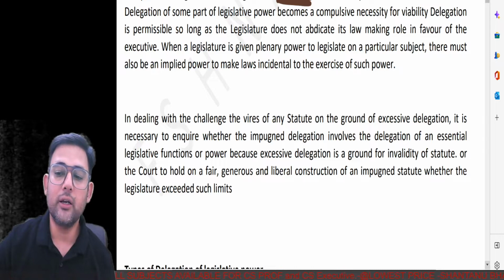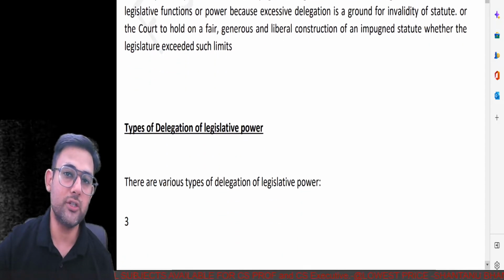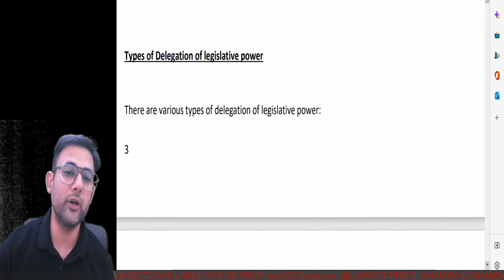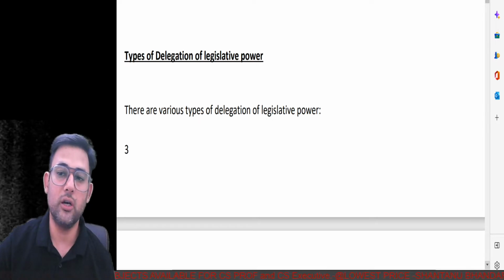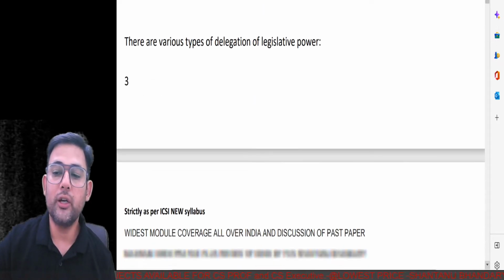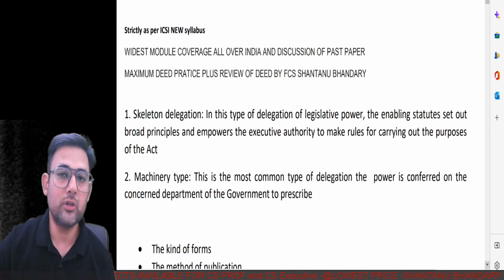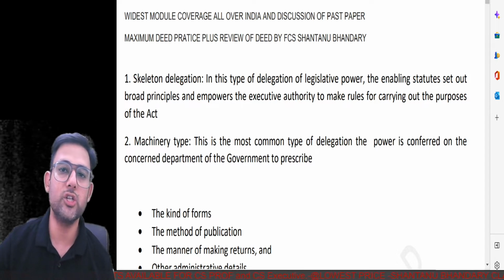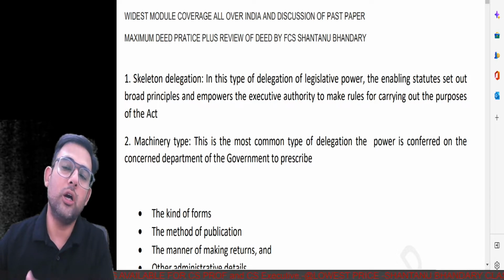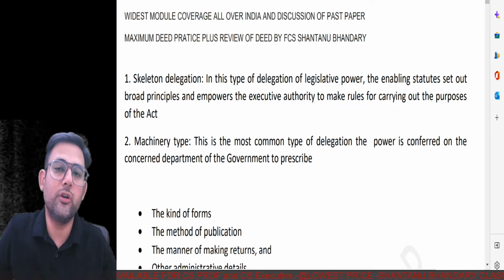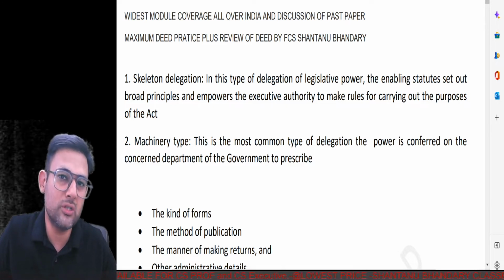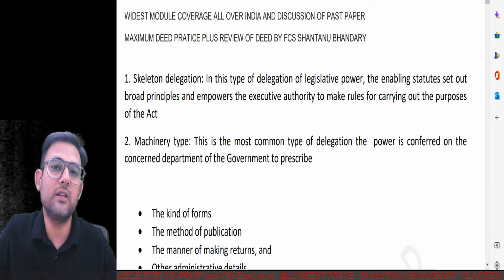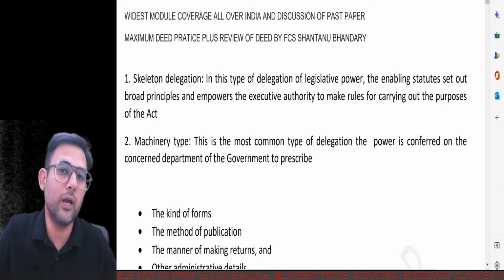So when we talk about delegation, we are just trying to make sure that the work does not suffer, and the executive is well aware of their powers and functions within those powers. Now, if we talk about delegation, there are two types of delegation. One is skeleton, the other is machinery delegation. Skeleton delegation is where a lot of powers are transferred from the legislative to the executive, which is not the case always. The second one, machinery delegation, is a routine delegation that happens most of the time with most of the laws.